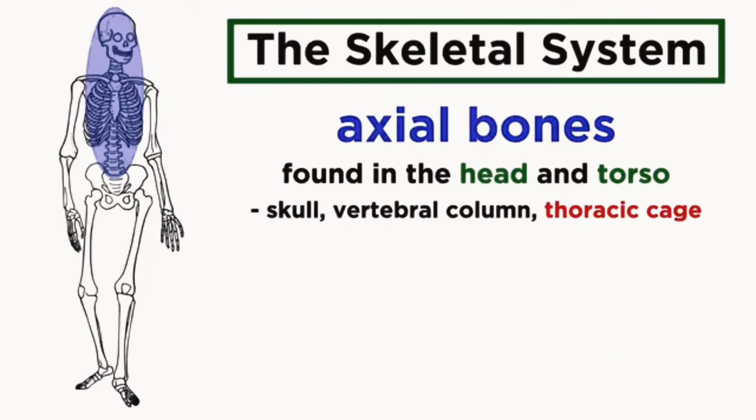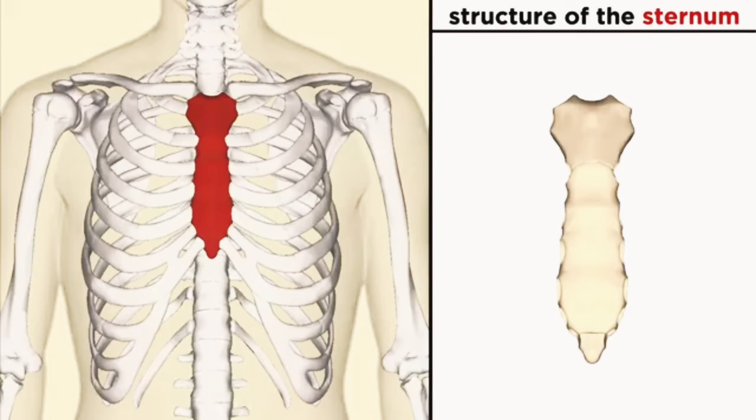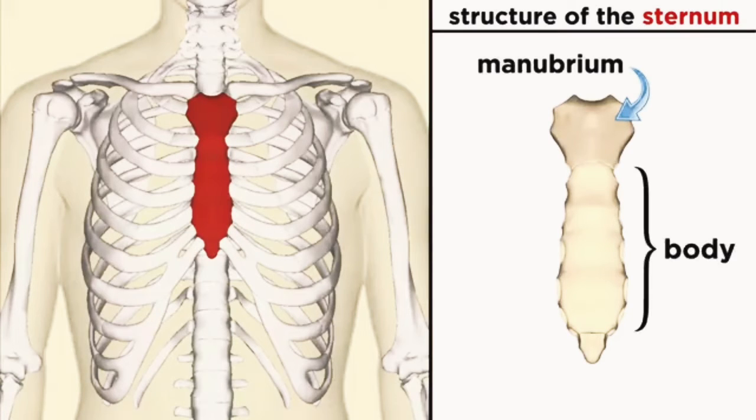The last part of the axial skeleton is the thoracic cage. This is essentially comprised of the sternum and the ribs, as well as a lot of costal cartilage. The sternum is a flat bone right in the middle of the thorax, and it is made from 3 smaller bones that have fused together. From top to bottom, these are the manubrium, the body, and the xiphoid process.